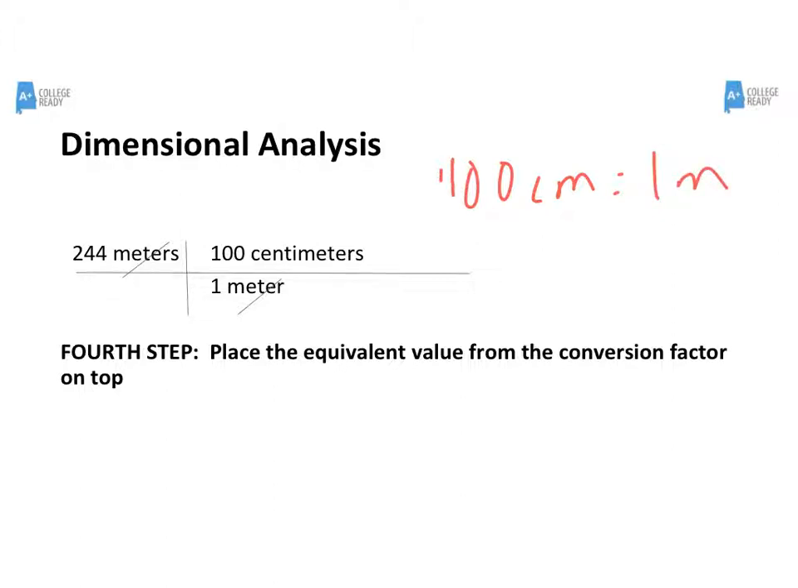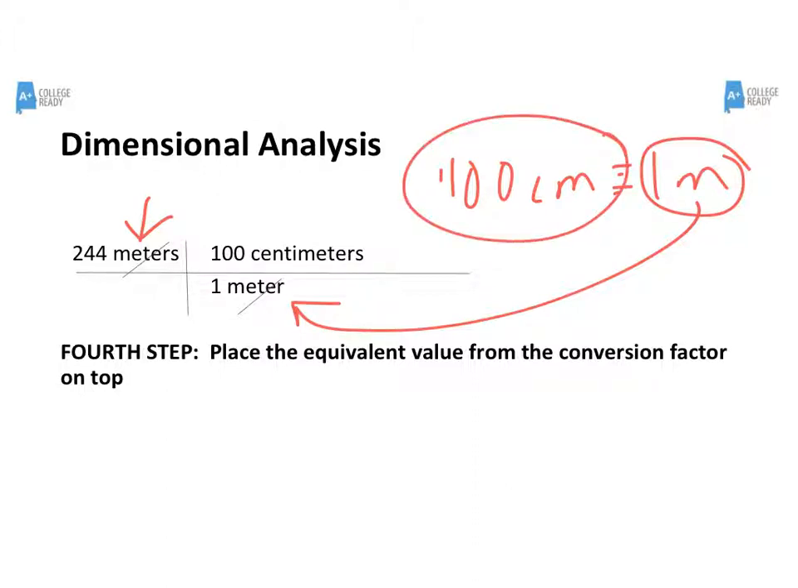Fourth step, place the equivalent value from the conversion factor on top. So I've taken my 1 meter, put it here. I knew to do that because I started with meters in the given. Then I'm going to take what that 1 meter is equal to, 100 centimeters, and I'm going to place it on top. The meters cancel, leaving you with the only unit that you were asked for.